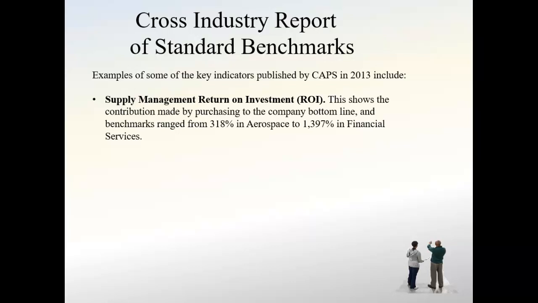supply chain or supply management operating expense as a percentage of total spend. As examples, this percentage should be around 0.4% for chemical manufacturing, or as high as 2.4% for engineering and construction to be considered world class.